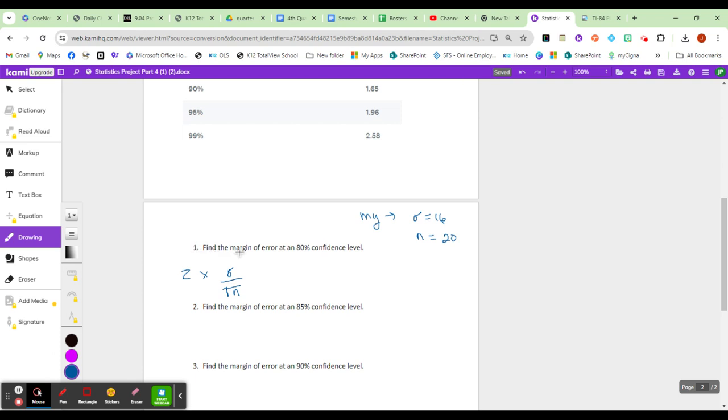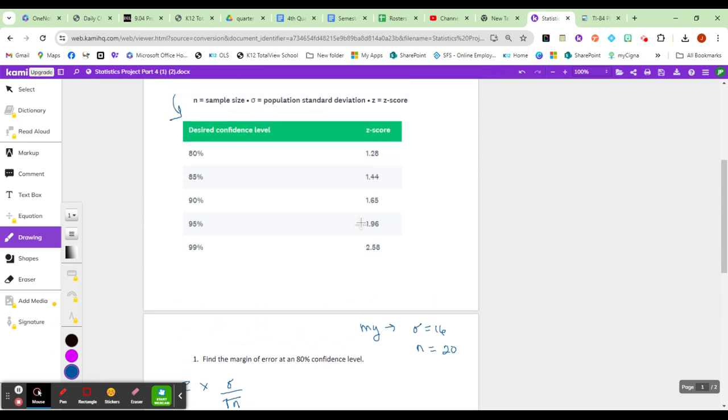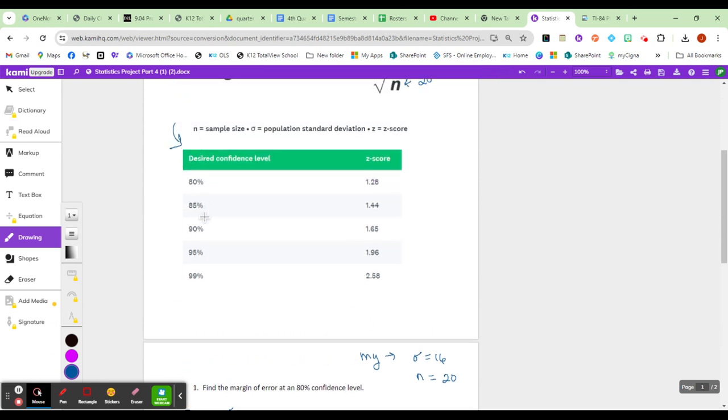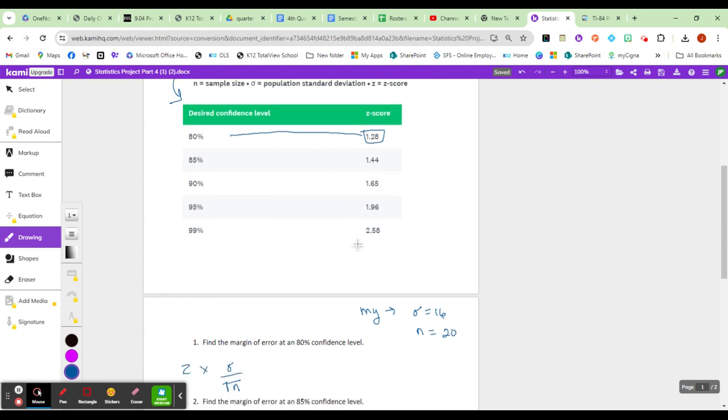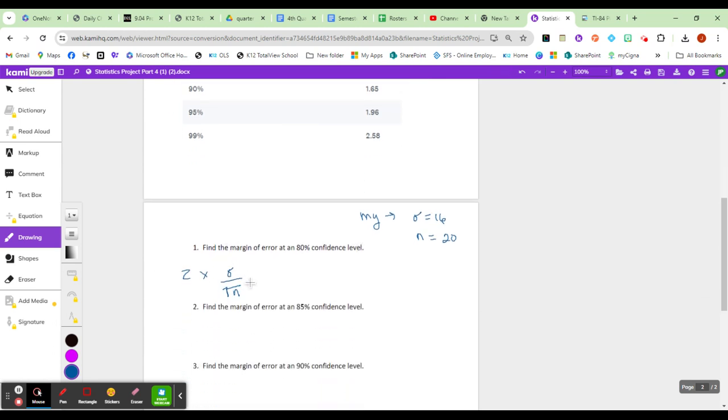So for number 1, it says find the margin of error at an 80% confidence level. So you'll go up to your table. You'll look under the left column where it says desired confidence level. You'll look at 80%. You'll go across, and then this will be the z-score that we use for number 1, because they're saying what's the margin of error for a desired confidence level of 80%. So we're going to use 1.28 for our z.